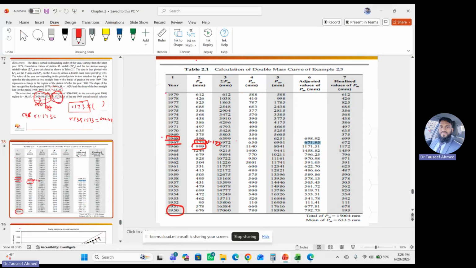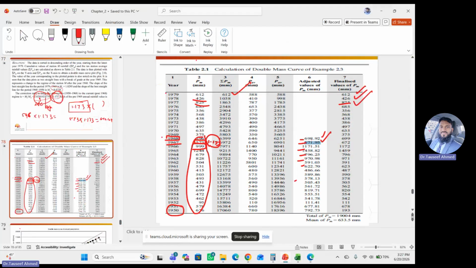Then again, this 573 multiplied by 1.173, so they will get this value. This value is multiplied by 1.173, so they are getting the new value here. So finally, what did they get? These values they write as it is. 612, written as it is. 426, as it is. 825, as it is.